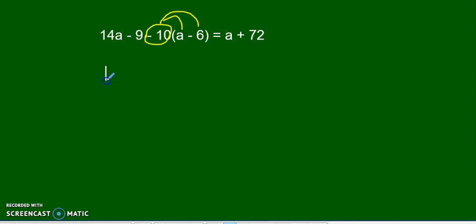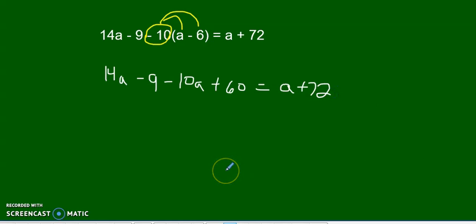So let's write it. 14a minus 9 minus 10 times a, it's minus 10a, minus 10 times minus 6, or negative 10 times negative 6, that's positive 60, and a negative times a negative is a positive. And on this side, we don't do anything yet, so a plus 72. That's our first step. Let's just write that out a little neater.